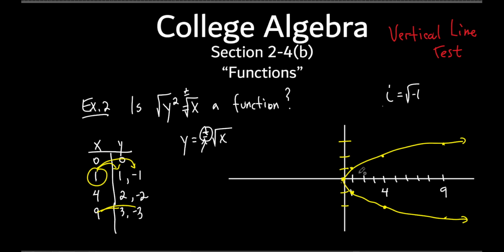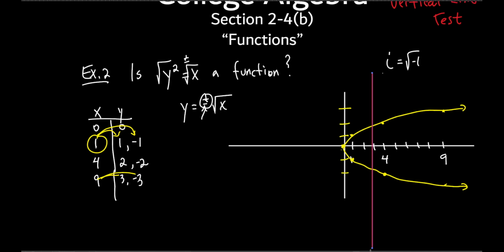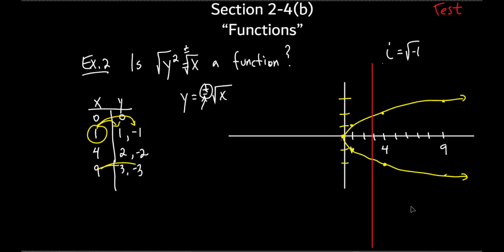So if I was to draw a vertical line anywhere that touches that graph, let's say right here, how many points does it touch on that graph? Twice. It hits right here and it hits right here. If I draw a vertical line here, it hits right here and it hits right here. So if it hits twice, what did we say about it? It's not a function.